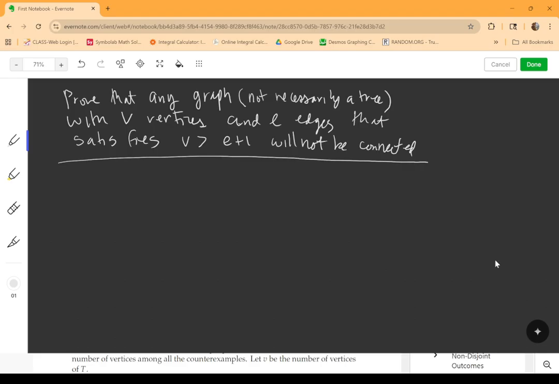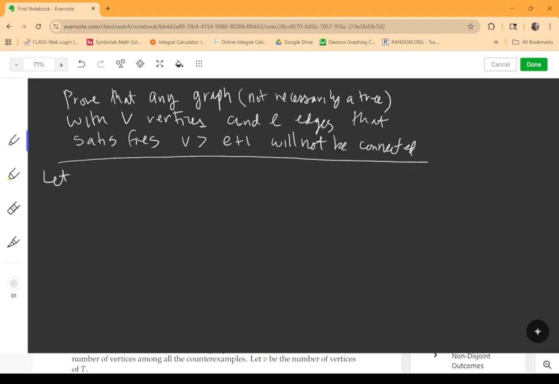Okay, so we're going to take a look at a couple of problems here. These are from the end of our textbook, the additional exercises, I believe. The first one is: prove that any graph, not necessarily a tree, with V vertices and E edges that satisfies the inequality V greater than E plus 1 will not be connected. At first, we have to decipher what all it's asking us here.